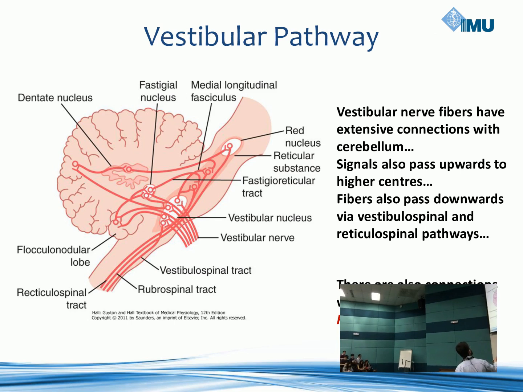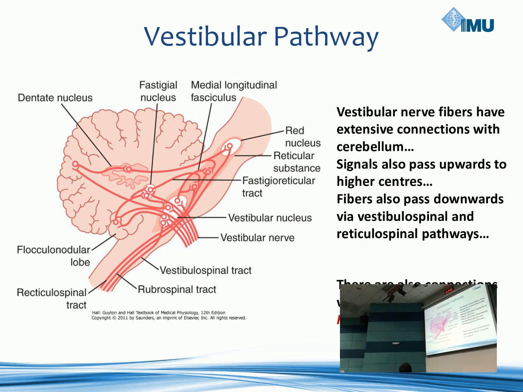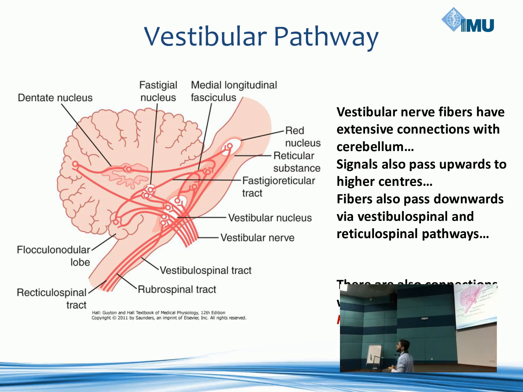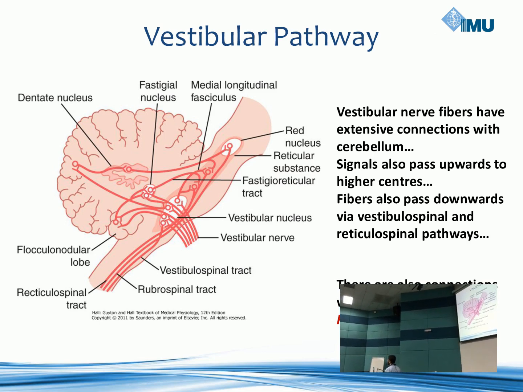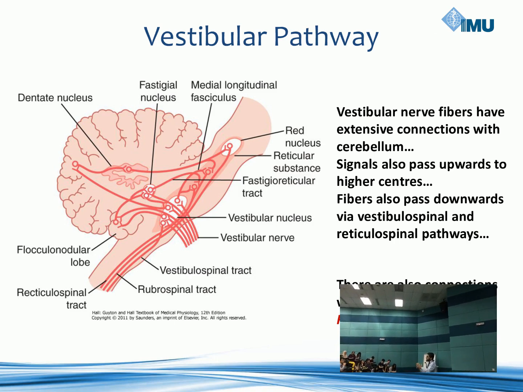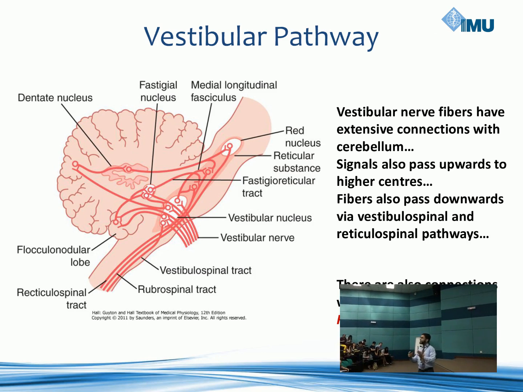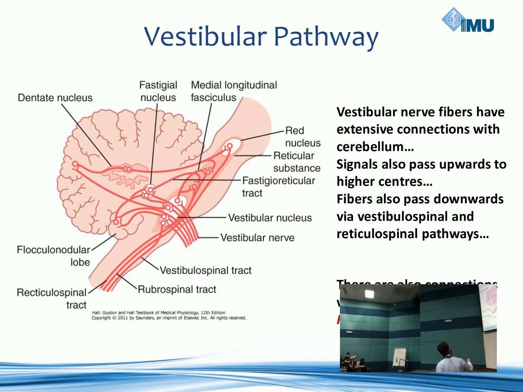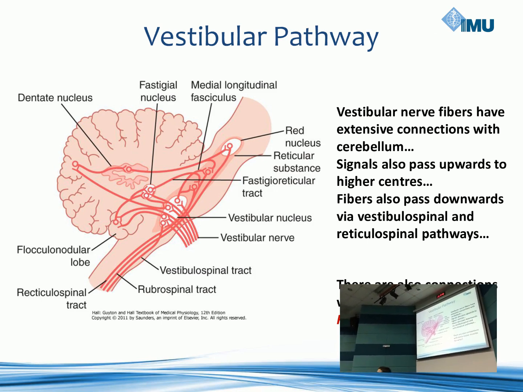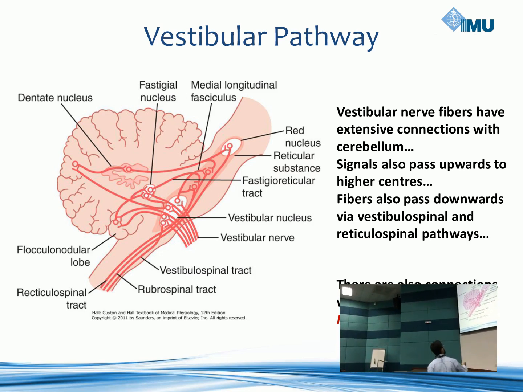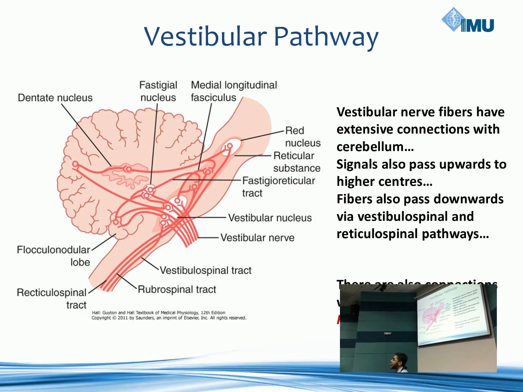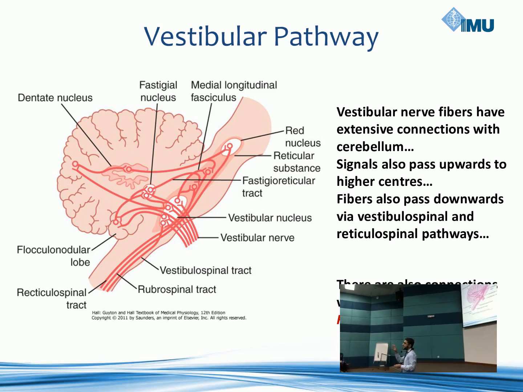Okay, the fibers also pass downwards to the muscles directly without going to higher centers. So you can also control the anti-gravity muscles in order to maintain the balance. And fibers also go to the red nucleus and then go upwards to the higher centers, and they also have different roles.